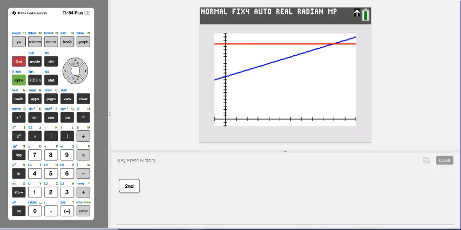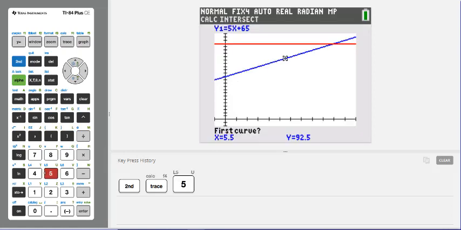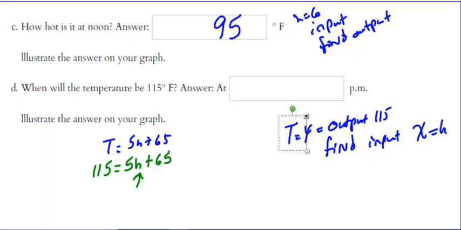Second, trace. Anytime you want to perform a calculation on a graph, it's second trace, okay, which is calc. We want to do 5, intersection. And the really cool thing about this is all you have to do is hit enter 3 times. For linears, you can just hit it 3 times. So 1, 2, and 3. And we know that X would be 10 when the output's 115. That's 10 hours from 6 a.m., which would be 4 p.m., right? The H came out to be 10, which we would say is 4 p.m.